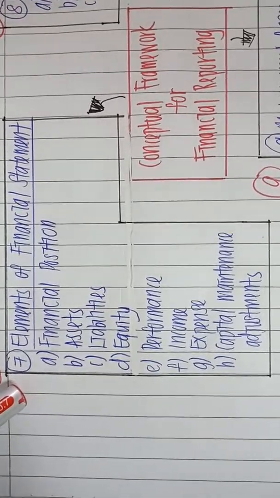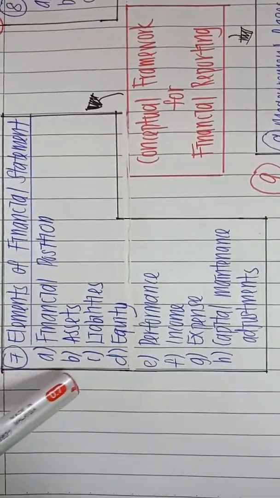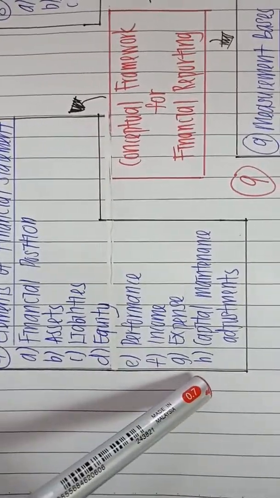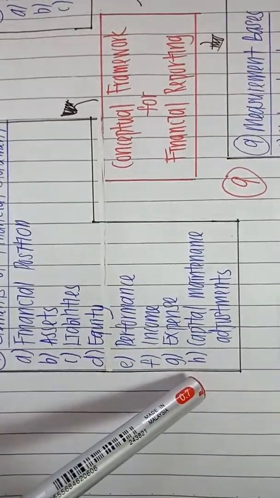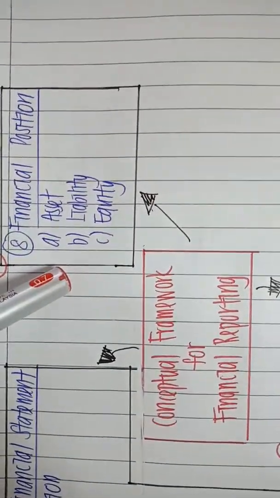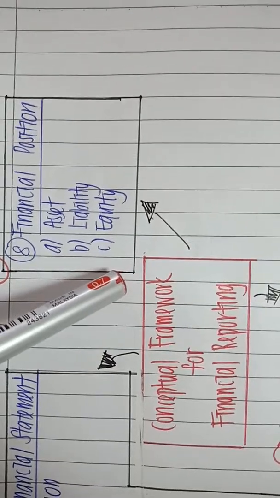Elements of financial statements include financial position: assets, liabilities, equity; performance: income, expenses; and capital maintenance adjustments. And financial position has three things. The first one is asset, liability, and equity.